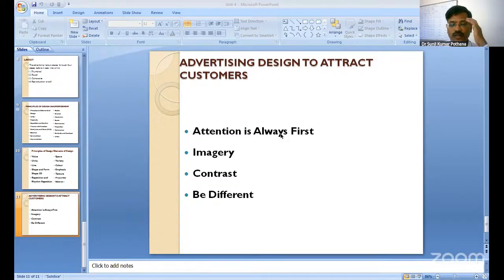Dear students, so far in this unit, we have discussed the various principles of designing, various advertisements in the newspaper, the difference between newspaper and magazine, the various advantages and disadvantages of newspaper advertising and magazine advertising, layout, and design of advertisement. All this is covered in this unit.